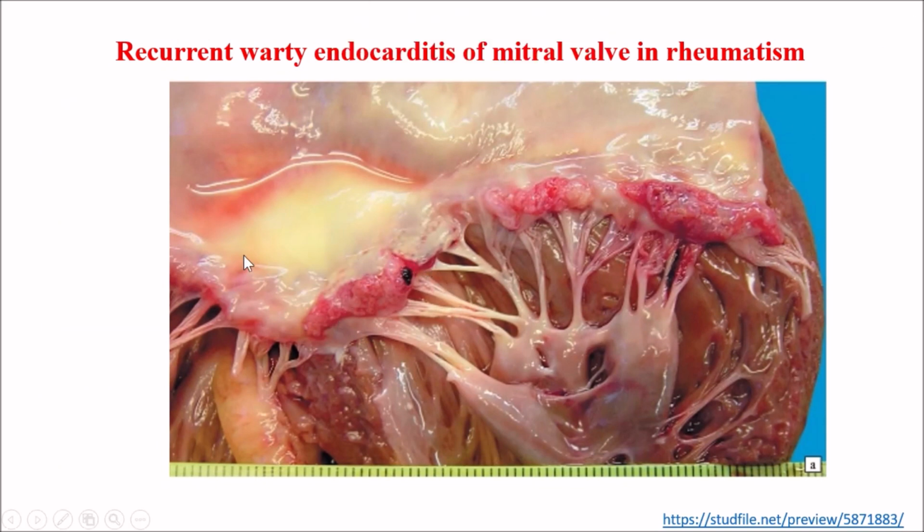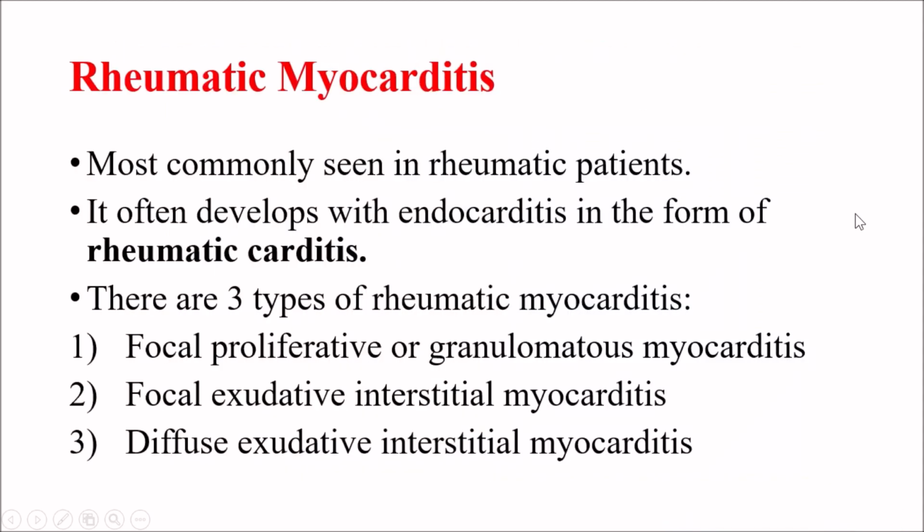You see the gross view of the recurrent warty endocarditis. Pay attention to the fibrosis of the mitral valve and the thickened chordae tendineae also shown here. Rheumatic myocarditis is most commonly seen in rheumatic patients. It often develops with endocarditis in the form of rheumatic carditis. There are three types of rheumatic myocarditis: focal proliferative or granulomatous myocarditis, focal exudative interstitial myocarditis, and diffuse exudative interstitial myocarditis.